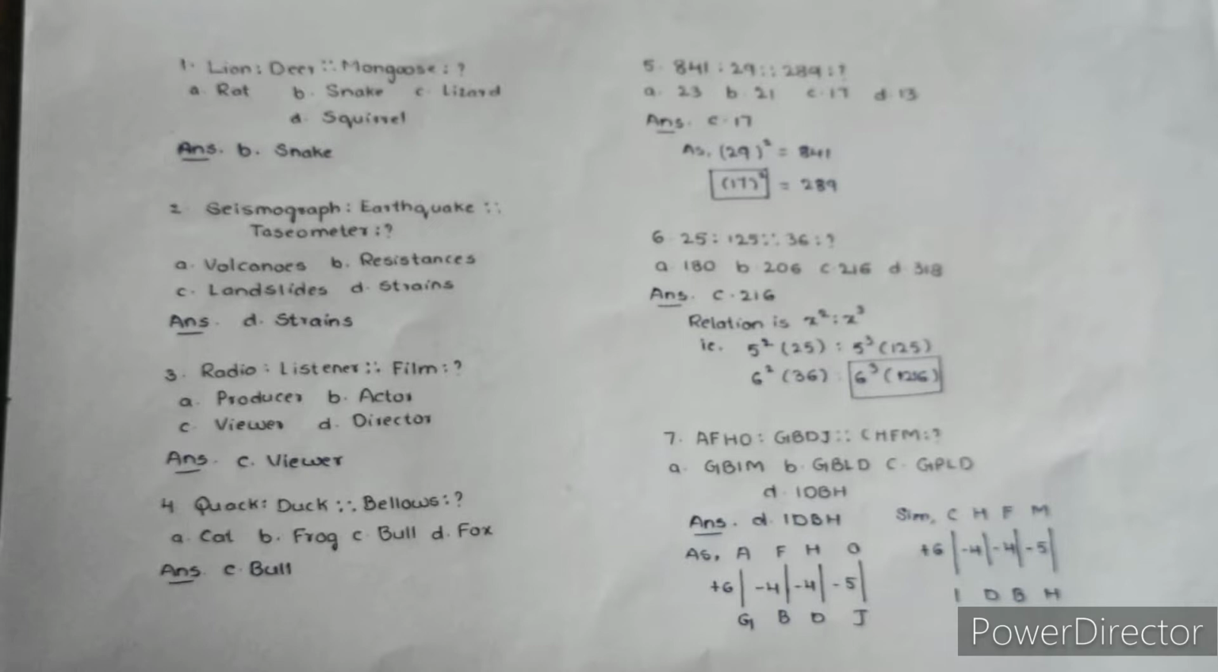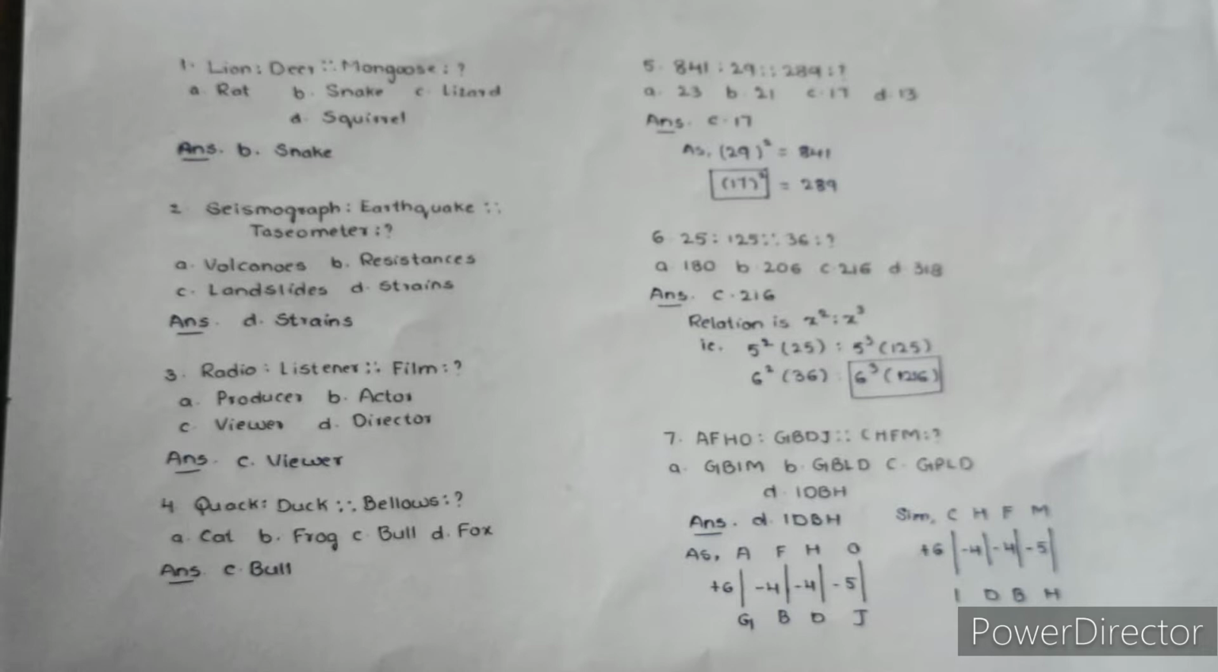And the sixth question is 25 is to 125. Similarly, 36 is for what? So the options are 180, 206, 216, 318. So the relationship here is x square is to x cube. If you consider the first set, 25 is to 125, these are the squares and cubes of 5. So 5 square is 25 and 5 cube is 125. Similarly, 36 is the square of 6. So the answer, the question mark, will be 6 cube, which is 216. So the answer is option C, 216.